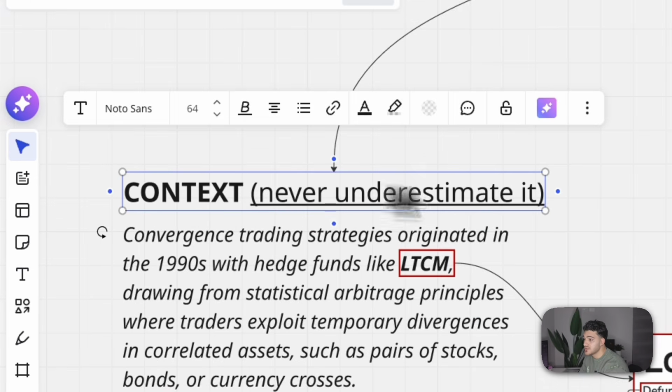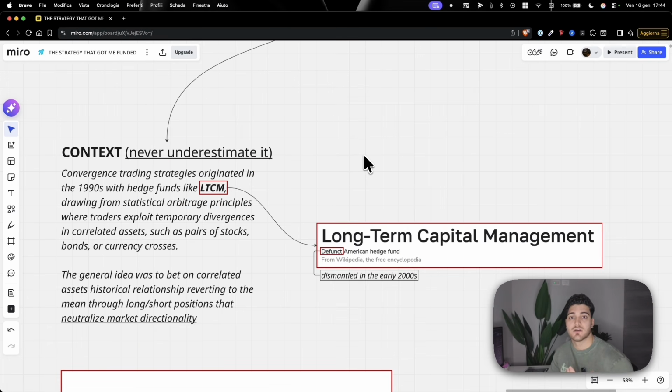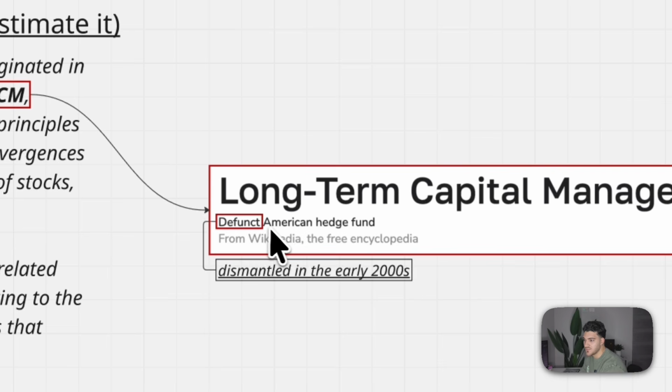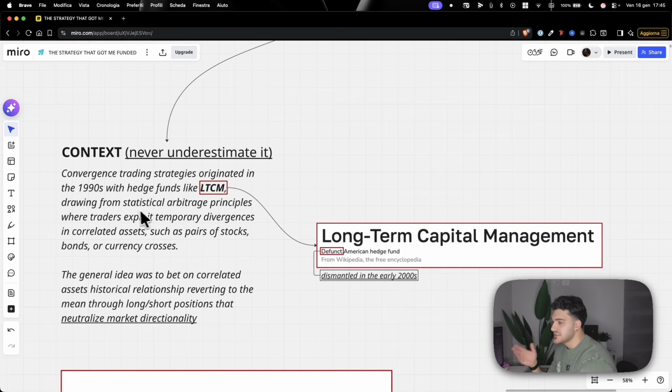So first of all, we need context. Never underestimate context. We always need to understand why something is supposed to work. So convergence strategies originated in the late 1990s with hedge funds like LTCM, Long-Term Capital Management. As you can see here from Wikipedia, it is a defunct American hedge fund because it was dismantled in the early 2000s. Now, they are born from statistical arbitrage principles where traders exploit temporary divergences in correlated assets such as pairs of stocks, bonds, or currency crosses.